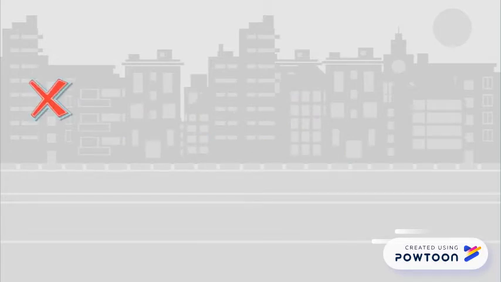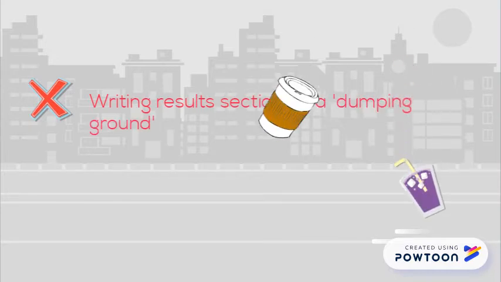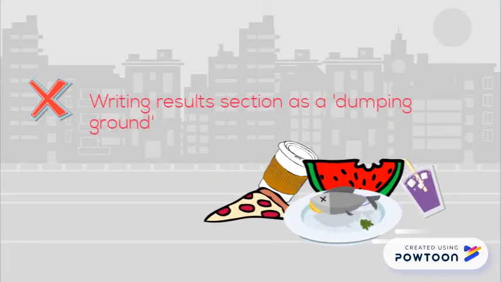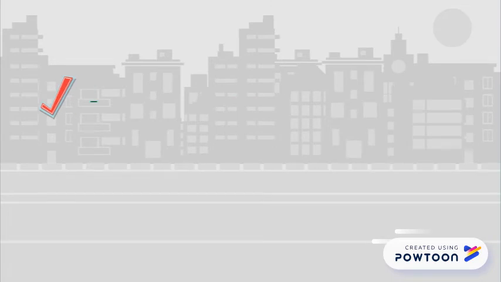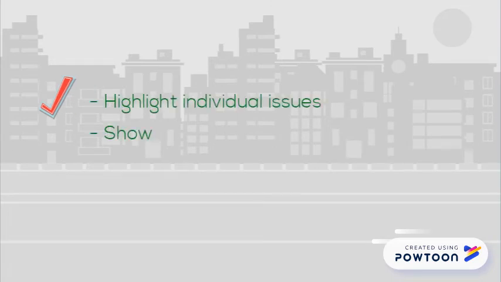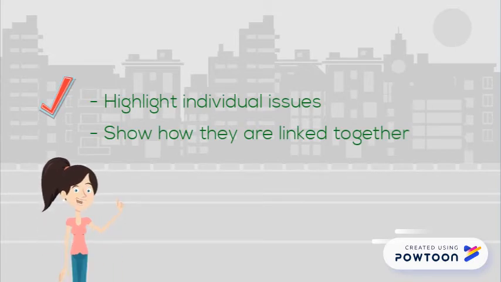Another mistake often made by those new to qualitative research is writing the results section as a dumping ground for undigested data or quotations. Remember to not only highlight individual issues, but also show how they are linked together to provide a better understanding of the research problem.